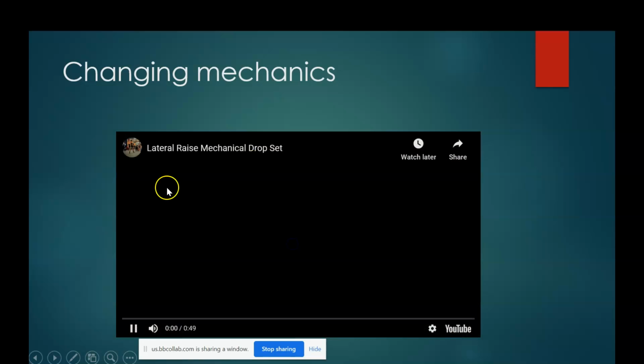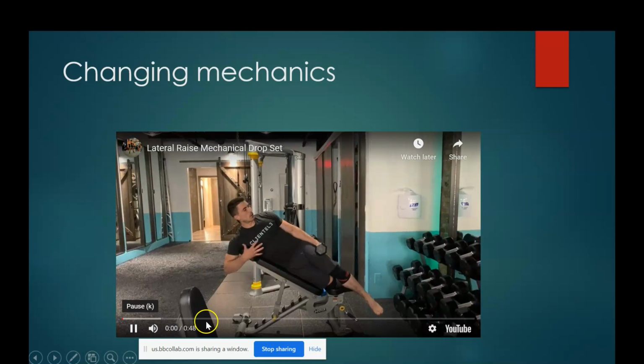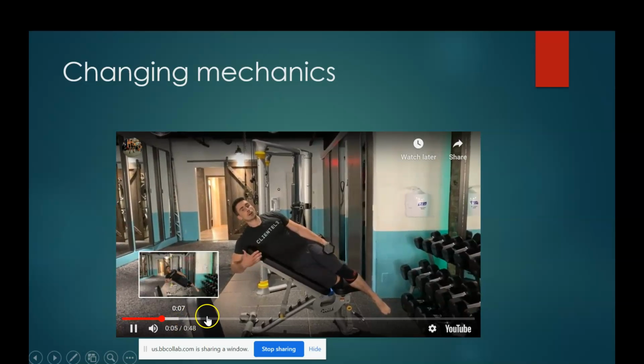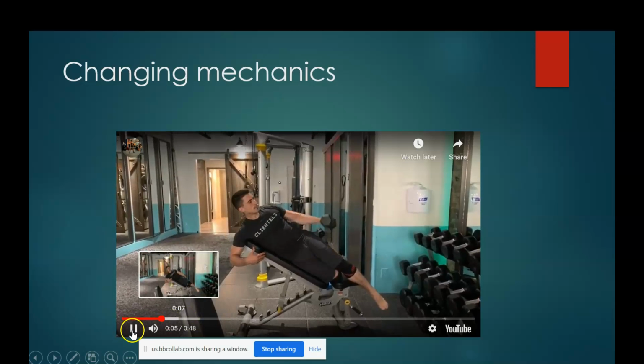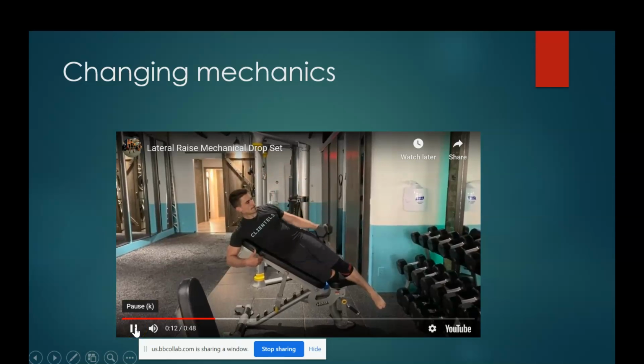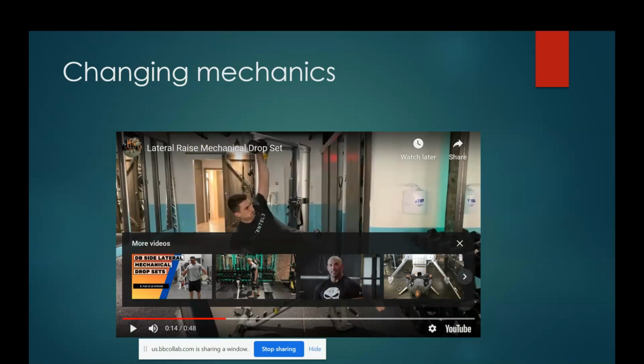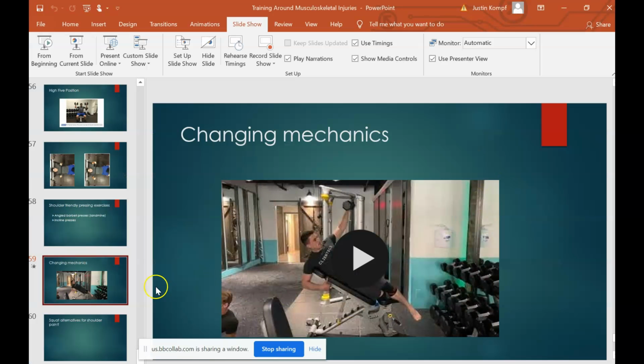Well, you can modify it to lean forward a little bit more, like a side lying lateral raise. In this case, the starting part is actually going to be the most challenging part. Versus when we get to the top, in a standing position, it's actually the least amount of stress on the shoulder. So we can change the mechanics to change the position where the most stress actually occurs.